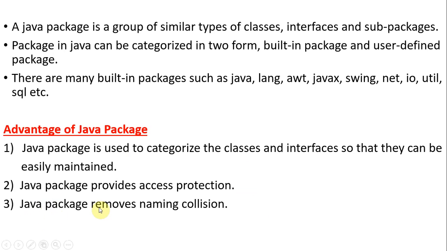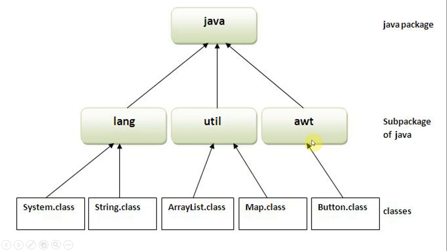And the next one: a Java package removes naming collisions. In C also you will hear this word. Naming collision means both having the same name. If you create classes with similar names within the same location, that is a naming collision problem, so accessing or even creating the classes becomes difficult. Further, if you create one class with a name in one package and another class with the same name in another package, you can remove the naming collisions. These are the predefined ones; we already saw this.